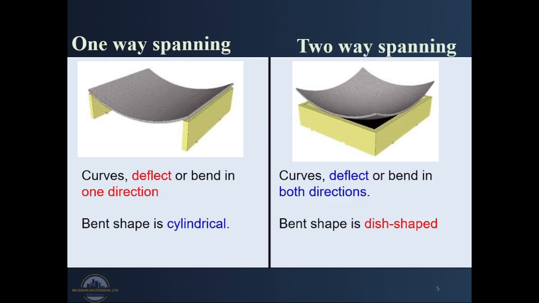In terms of deflection, a one-way spanning slab deflects and curves in one direction, as shown above, and the shape of curvature is cylindrical. Whereas a two-way spanning slab curves, deflects or bends in both directions, as shown above, to result in a dish-shaped image, as shown above.